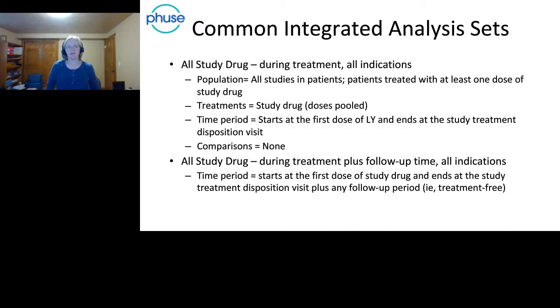And then a similar integrated analysis set would be that same one. It's everyone who's ever taken drug, but maybe time is handled differently. So it would include all time while they're taking study drug plus any time after. So we kind of call that study drug plus any follow-up time. And so this would be a very similar integrated set with a very similar purpose, looking for those rare events in an easier way than looking through a bunch of tables. But this then includes any follow-up time as well.